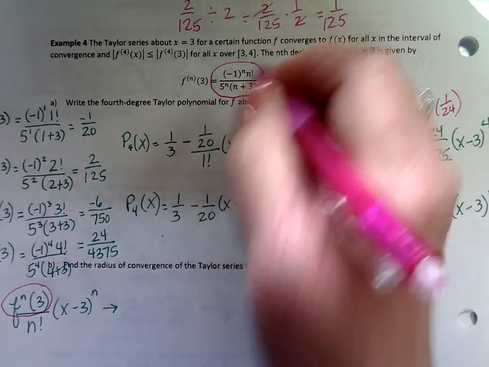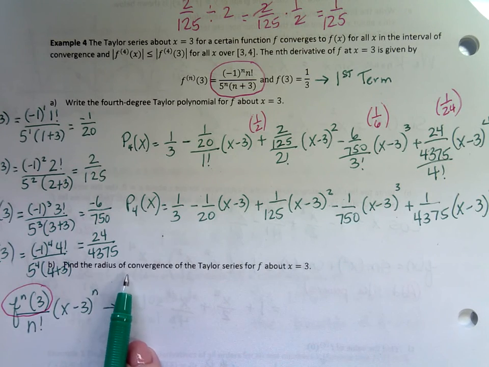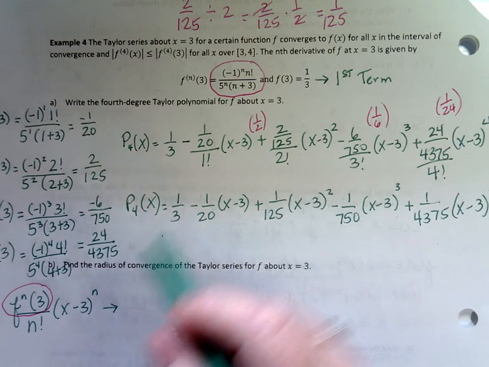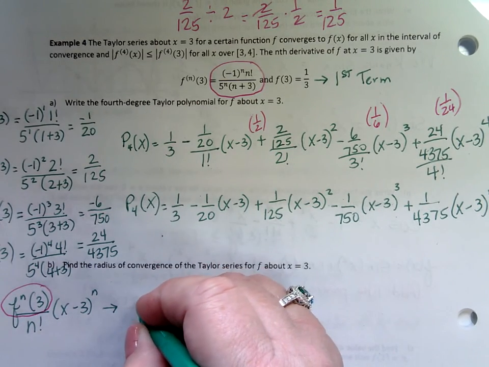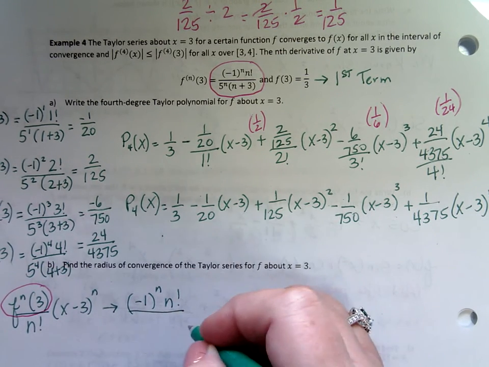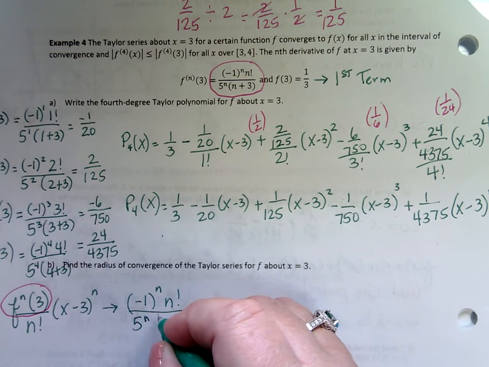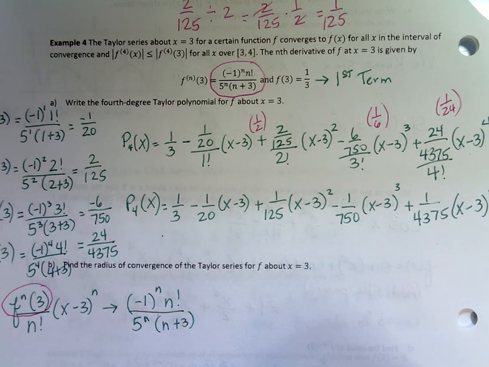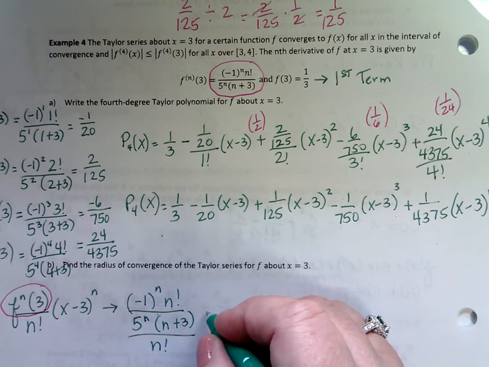So what I need to do is figure out, remember you're using like the nth term for this thing? You want to know what the nth term would be. So here I go. I'm going to replace f to the n of 3, the nth derivative at 3, with this. So my pink guys get replaced. So I'm going to have negative 1 to the n times n factorial over 5 to the n and then n plus 3. But I still have the rest of this. This is over n factorial and then times x minus 3 to the nth power.